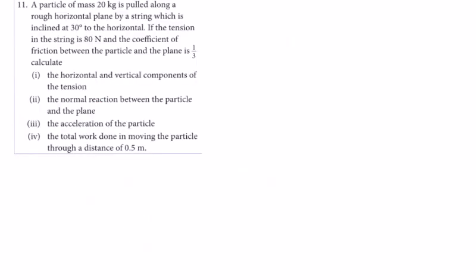In question 11, we have a particle of mass 20 pulled along a rough horizontal plane by a string which is inclined at an angle 30 degrees to the horizontal. So I have my vertical and my horizontal forces in here. That's what we're asked to find here, the horizontal and vertical components of the tension. And the tension in the string is 80 newtons.